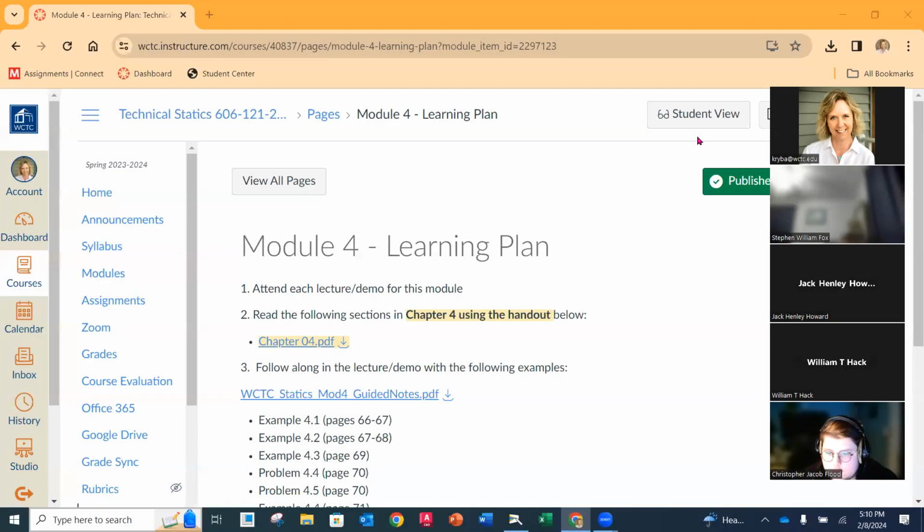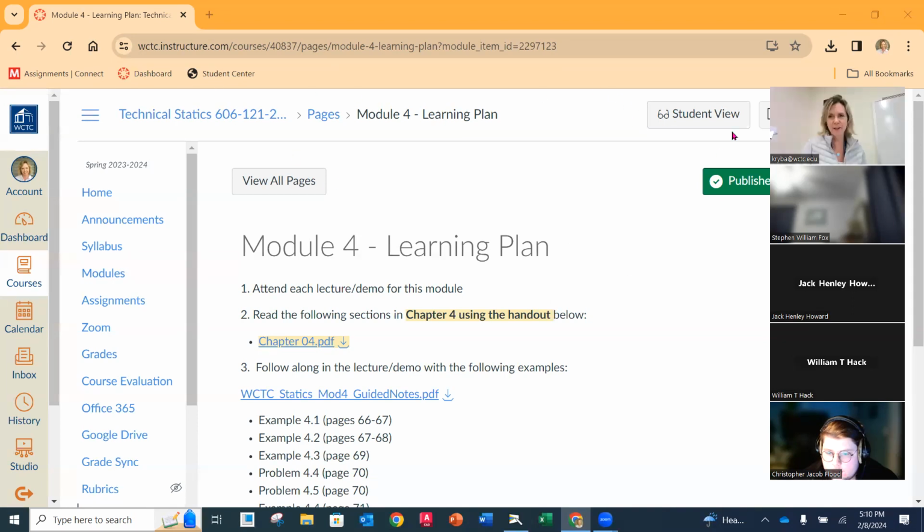Okay, so Module 4. Module 4 is special, and it's special because we are not using Chapter 4 in the e-textbook that we have from McGraw-Hill. We're not using that chapter at all for Module 4. Instead, I have for you, I'll put this back up.